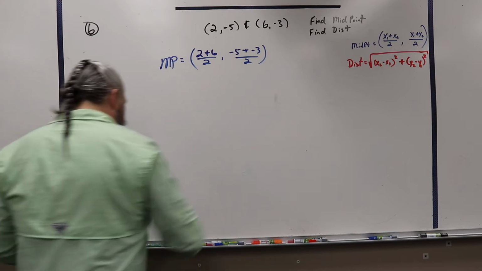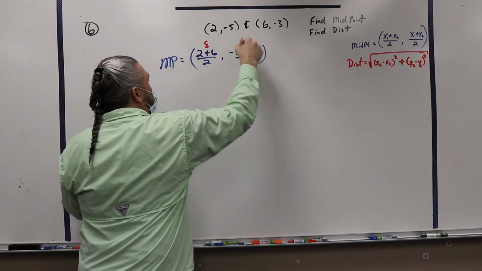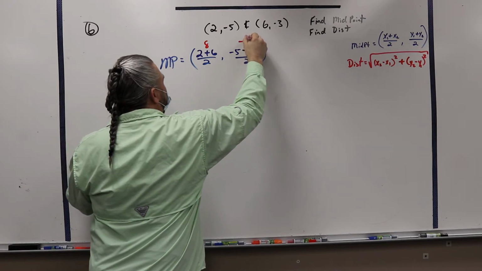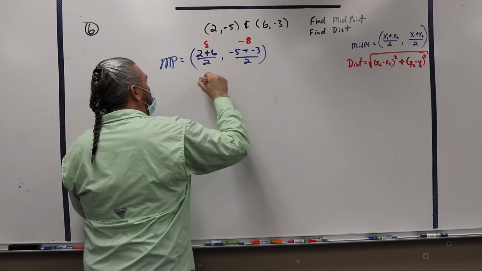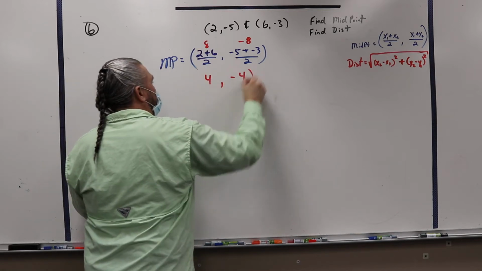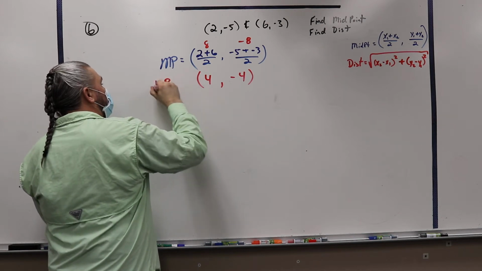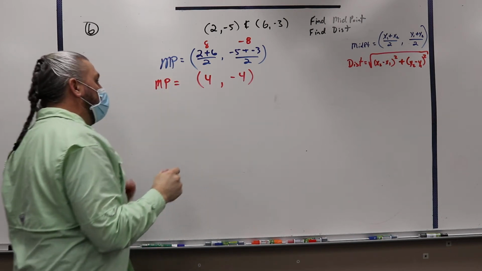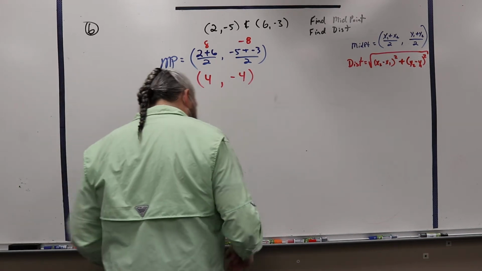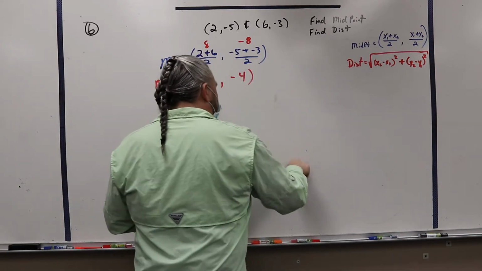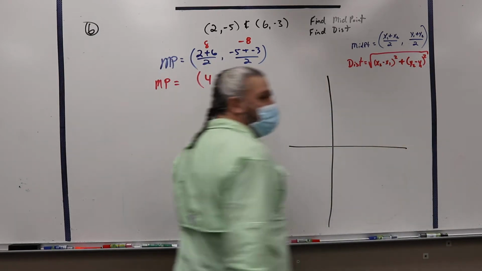And so that's 8, right? And then this is actually negative 8, right? And so then we get 4 and negative 4 for our midpoint. Okay? Which is really important to look at on a graph, right?